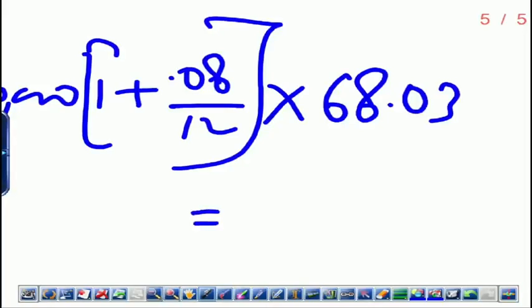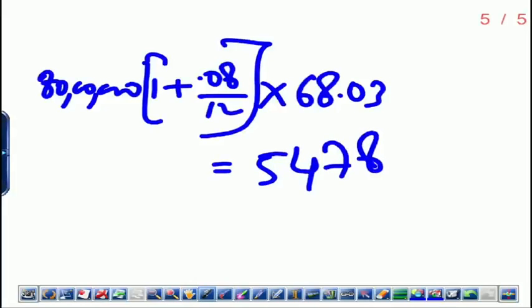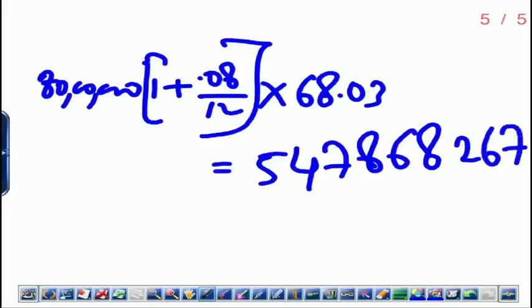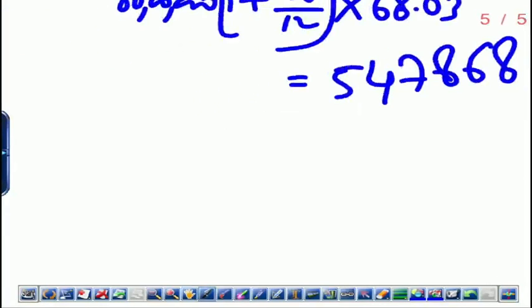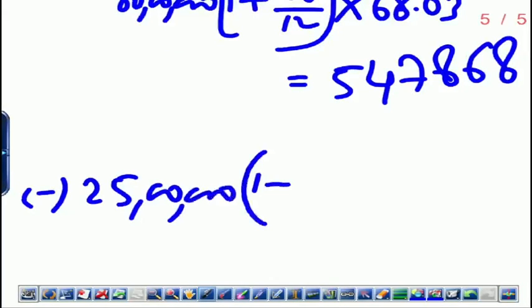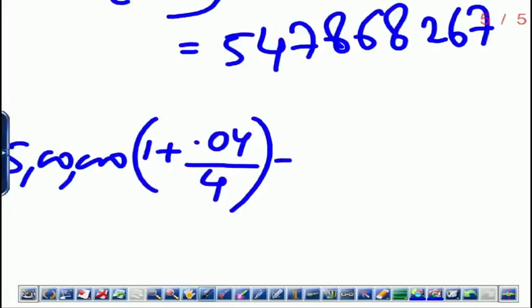What is it coming to? This is coming to 54,78,68,267. This is the amount we require after 90 days. But then the own funds, 25 lakh we had today, we invested for 3 months. So less. Our own fund is 25 lakhs into 1 plus 0.04 by 4, because 3 months. So this is coming to what?